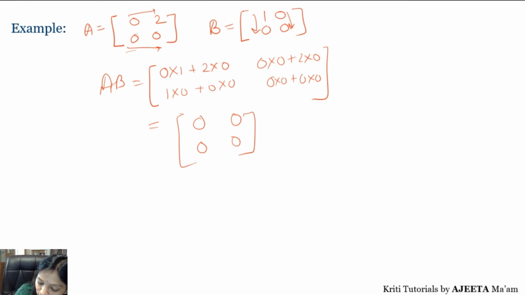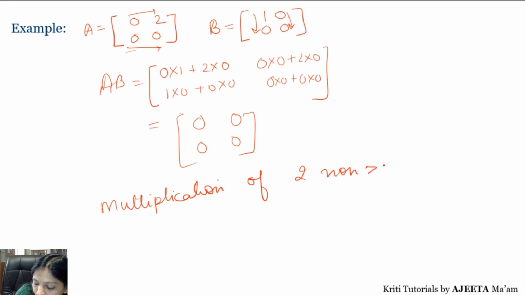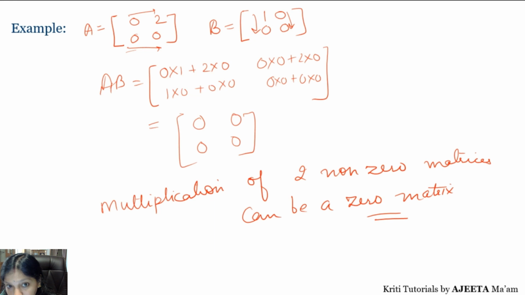Now, what's the property that you have? Multiplication of two non-zero matrices can be a zero matrix. But that's a particular case. Okay, you can always say that. These are MCQ questions. Easily you can do it. Okay, now let's move on to the next.